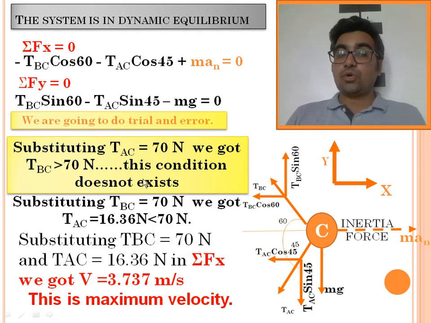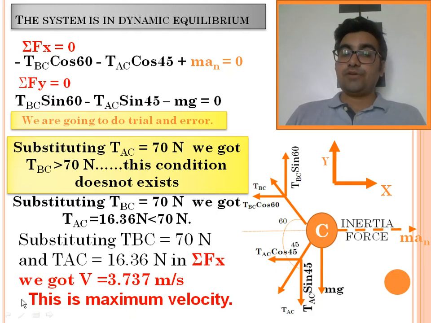So I have checked two conditions. First I took TAC equals 70 Newton, and in the next condition I took TBC equals 70 Newton. When I took TAC equals 70 Newton, we got TBC greater than 70. When I took TBC equals 70 Newton, I got TAC equals 16.36. So this second condition is telling us that if we take 16.36 Newton as TAC, we are getting the limit for TBC equals 70 Newton. And with the help of that, we got the maximum velocity of this particle which is traveling along the circular path.